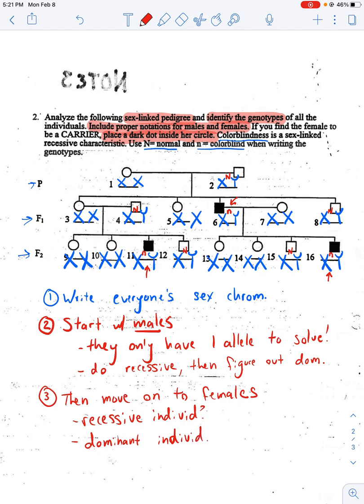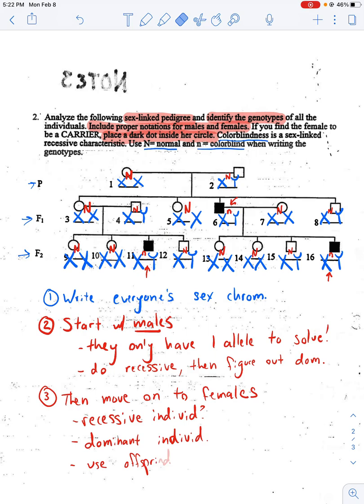All of the remaining females are not colorblind, so they have at least one big N. So I'm now going to go for the first X for all of the remaining females and fill out a big N. And now we just have to figure out the remaining second allele. So use the offspring.